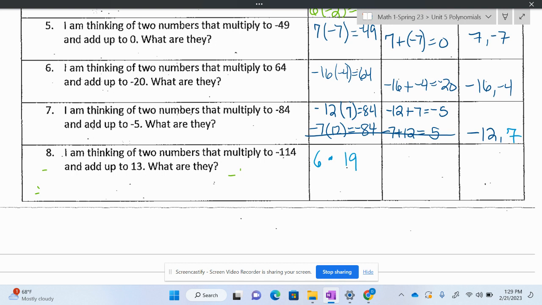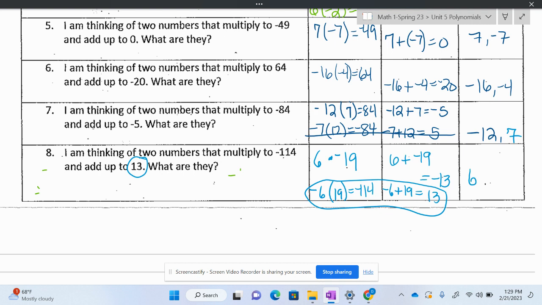Okay. What I know is that since I'm looking for negative 114, one of those numbers has to be negative. If I make the 19 negative and I take 6 plus a negative 19, I end up with a negative 13. But I want my sum to be a positive 13. Do you see that? So that means that I have to make the 6 negative. Negative 6 times a positive 19 still equals the negative 114. But when I add them, I get the positive 13 that I'm looking for. So the numbers that I'm looking for are negative 6 and positive 19.